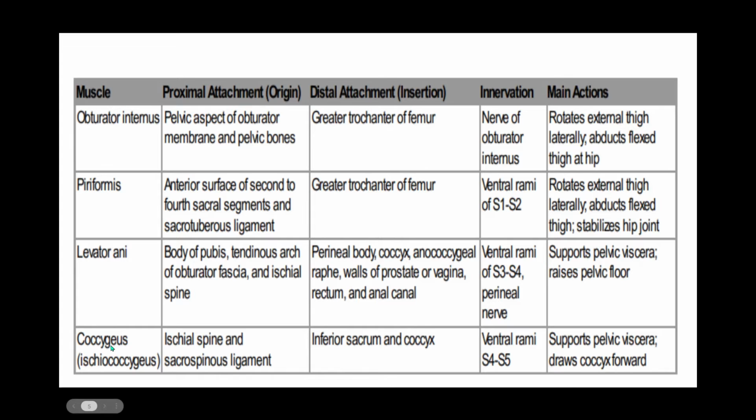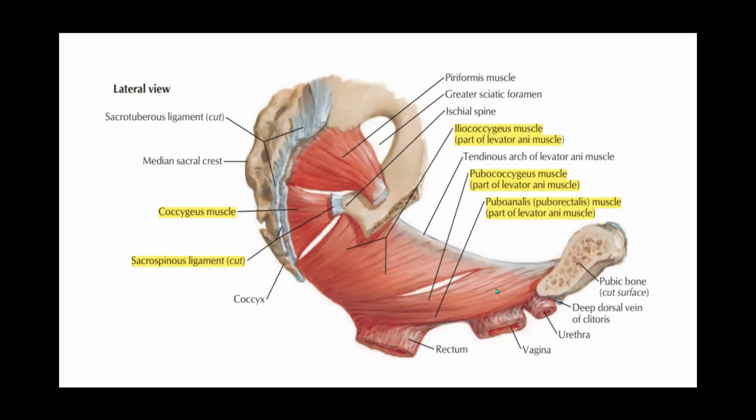The coccygeus muscle, also called the ischiococcygeus, arises from the ischial spine, as we saw, and also from the sacrospinous ligaments, and it inserts into the inferior aspect of the sacrum and the coccyx. The ischiococcygeus or coccygeus also supports the pelvic viscera. When it contracts, it draws the coccyx forward. It makes sense.